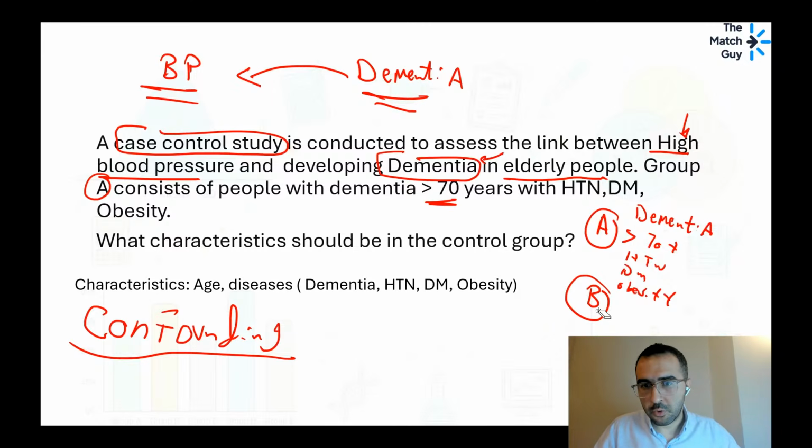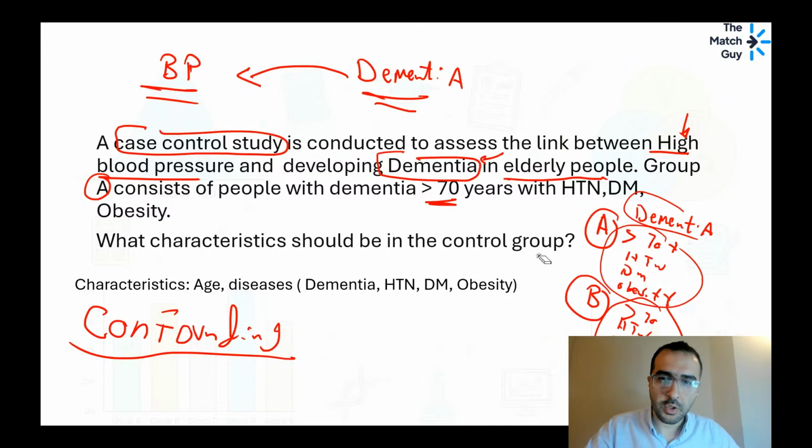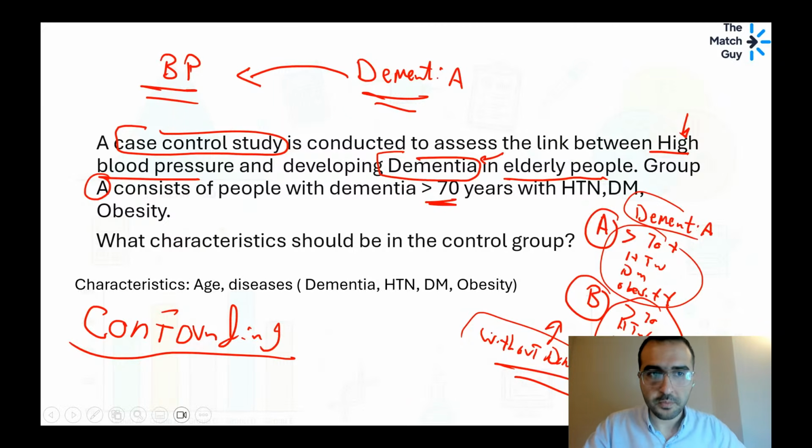For example, group B should have hypertension, diabetes, and obesity. Also, age is very important here because dementia risk increases with age, so it should also be more than 70 years. Everything is similar between the two groups except for the main disease of interest. Group A already has dementia, and group B should be without dementia. Everything is similar except for the main disease of interest.